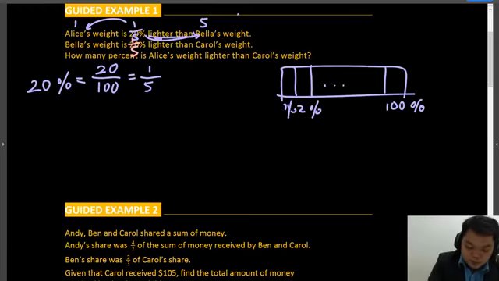Then once we have that, take note of this keyword here. Alice's weight is 1/5 less than Bella's weight, so this means that Alice must be 5 minus 1. Okay, so Bella's weight is 1/5 lighter than Carol's weight. So 1 goes to Bella, 5 goes to Carol.